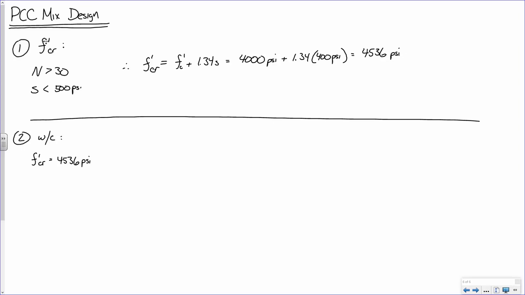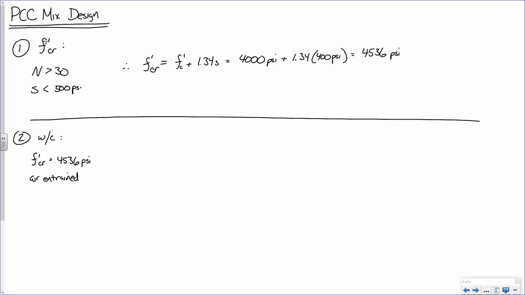Whether it's air entrained or not. Is this air entrained concrete? Yes, it is. This is an exterior application, so definitely it is going to be air entrained. So we know f'cr, and we know it's air entrained. What else? Look at the table below. What else are we missing?